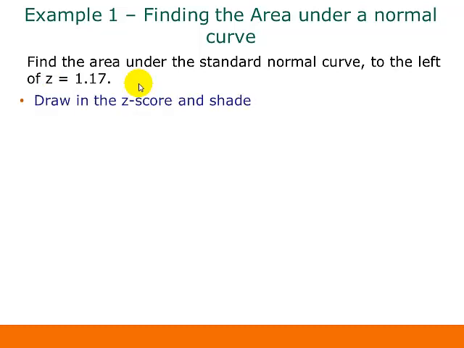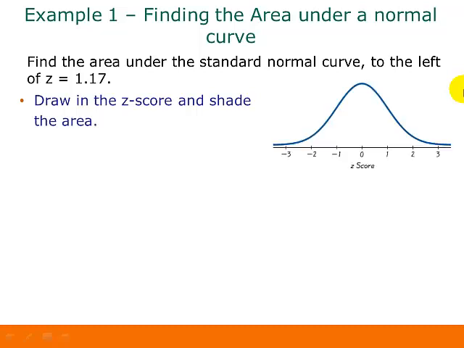So first we want to draw a picture of our distribution, draw in the z-score, and shade the area of the picture. So here's our picture. We're going to draw in 1.17, and we're going to shade the area to the left of that, since that's what it said in the question.